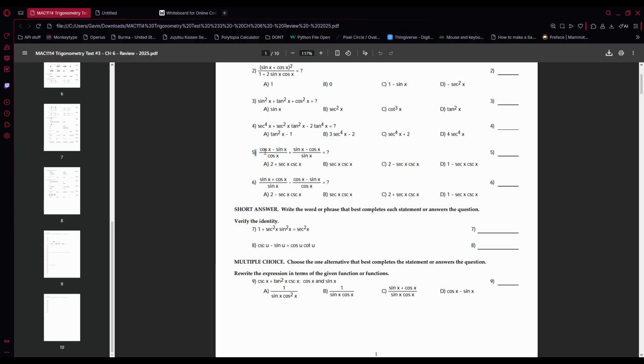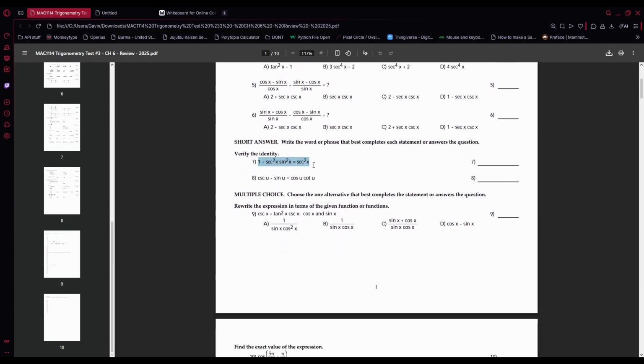And we'll just show you how to do this one, or these types. You just have to make the denominators the same. So multiply sine over sine, multiply cosine over cosine. Then you can have these two interact. You can have the Pythagorean identity make it into 1, and then figure it out from there.